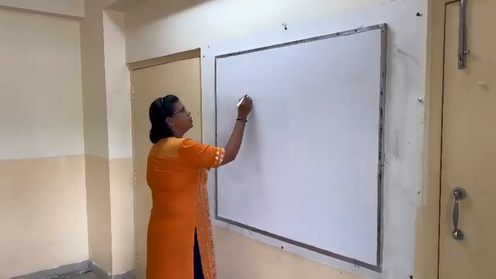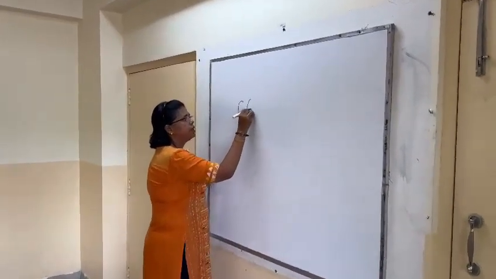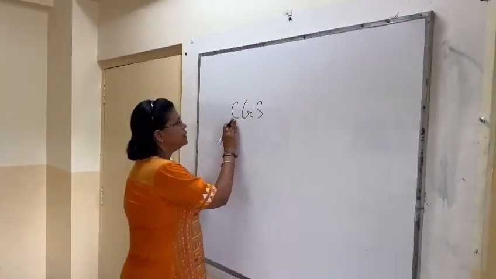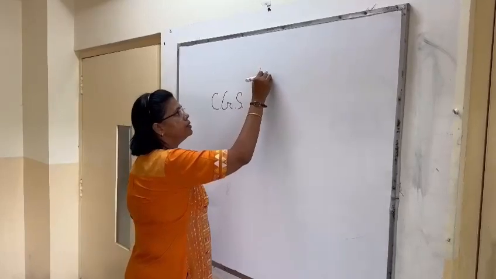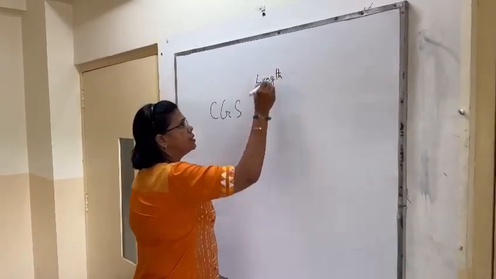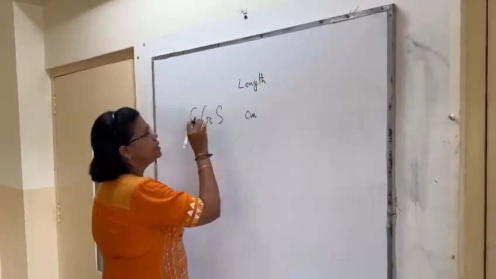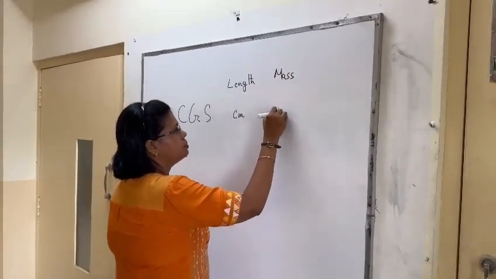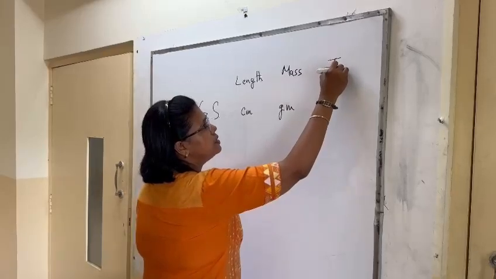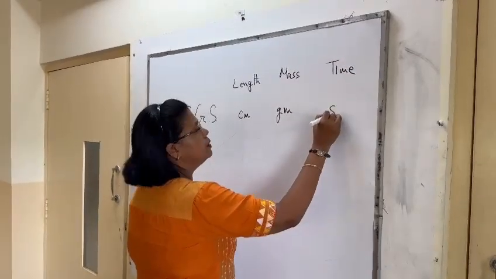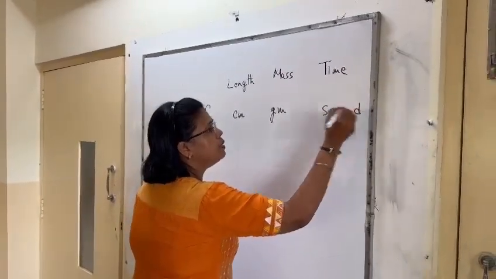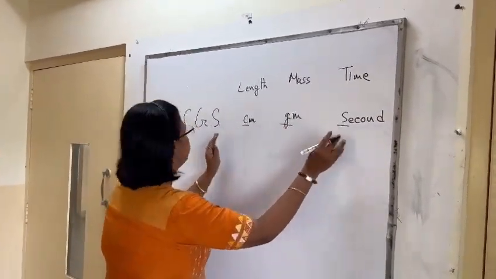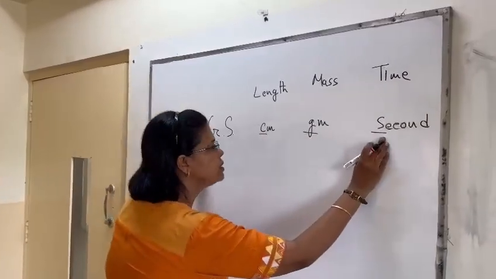Now what does CGS stand for? In CGS, C stands for centimeter, the length unit. G stands for gram, the mass unit. And S stands for second, the time unit. So this all makes CGS: centimeter, gram and second.